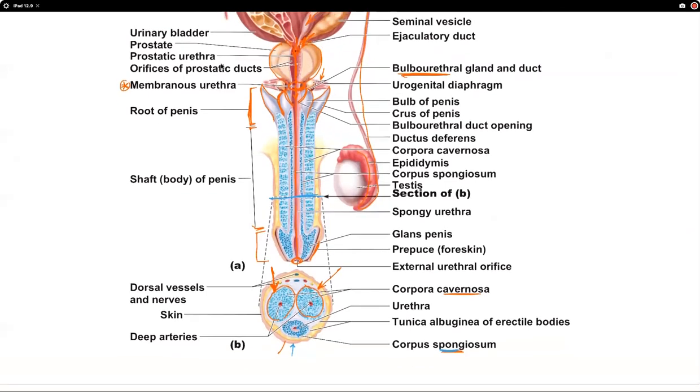Looking here at the three segments of the penis, this first segment is the root of the penis. Then we have the shaft or the body of the penis. And the last portion of the penis is the glans penis.